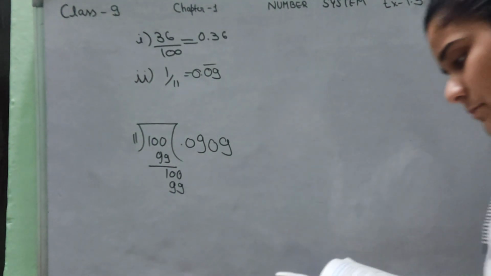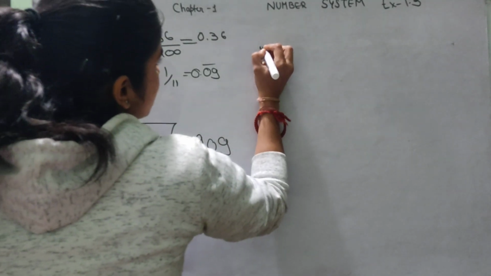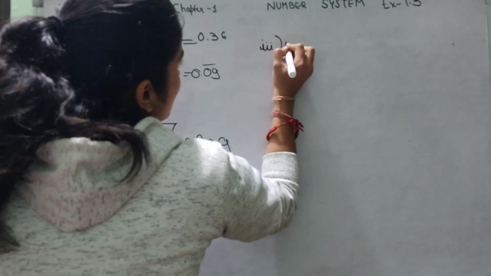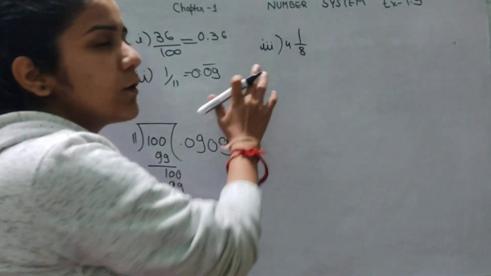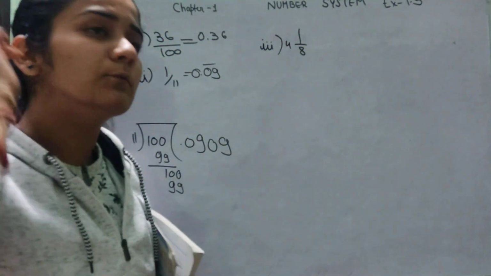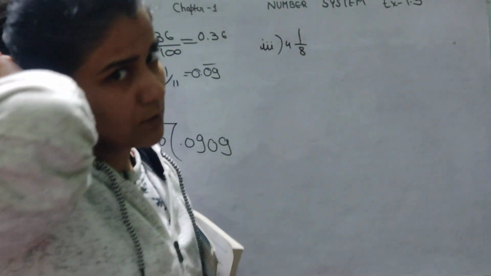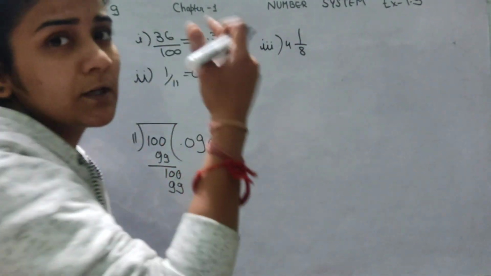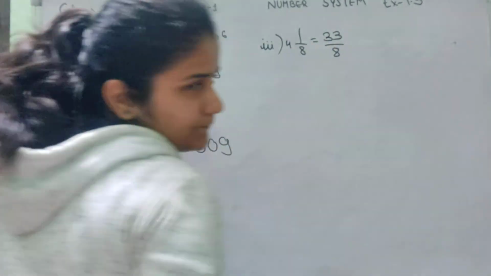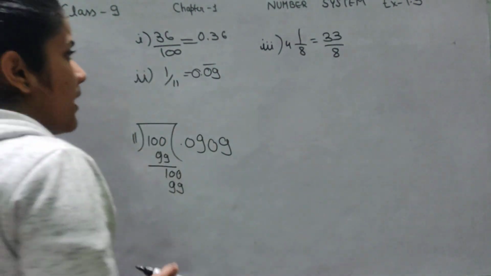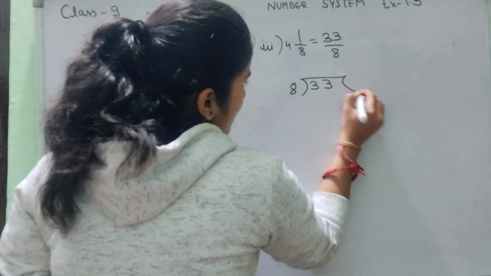Okay, coming on to question number 3rd. 4 whole 1 by 8. I hope everyone, as you are in 9th standard, knows how to represent a mixed number as a fraction. So 8 4s are 32, plus 1, 33. 33 by 8, right? Now what you need to do is simply divide it. 8 divided by 33. Okay.